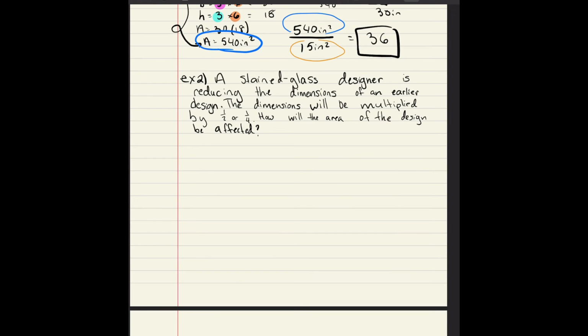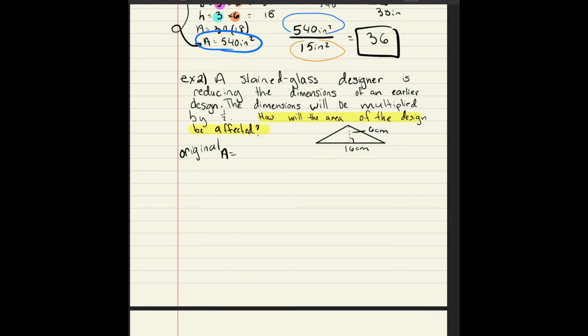Let's try another one. All right, so it says a stained glass designer is reducing the dimension of an earlier design. The design will be multiplied by a half. How will the area of the design be affected? So let me draw the triangle that goes with this so we know what the dimensions are. All right, here's the shape we're dealing with. So we need to start by identifying our question, which is the same question. How will the area of the design be affected? So I need to find the original area.